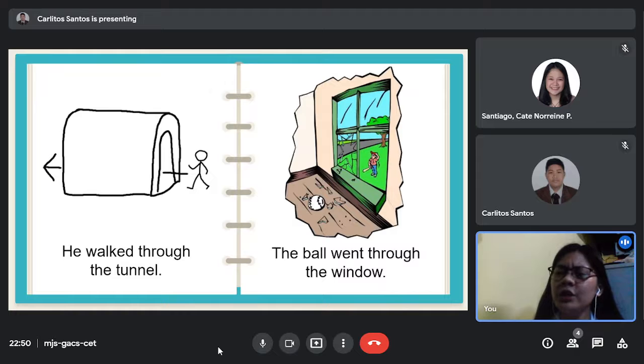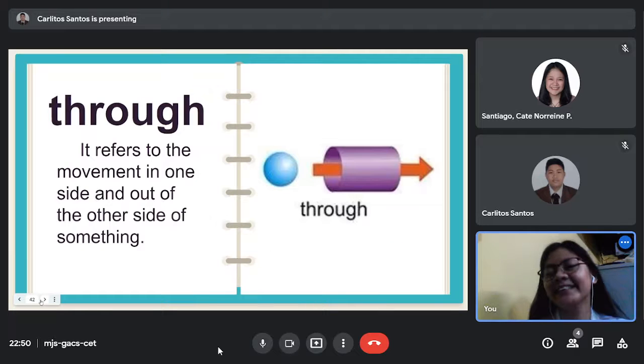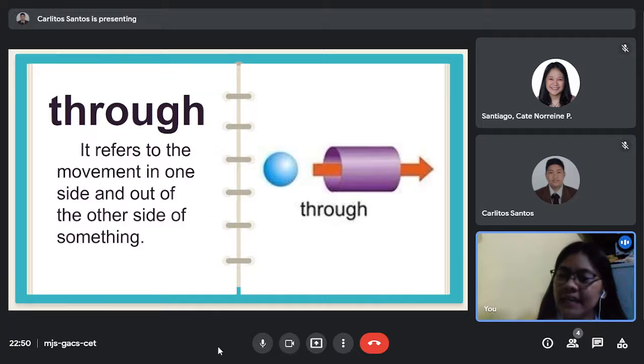But how do we use it in a sentence, or what is the meaning of through? Let's have the meaning of it. It refers to the movement in one side and out of the other side of something. We can see here in the picture that the ball went through the tunnel or the cube. Again, it refers to the movement in one side and out of the other side of something.